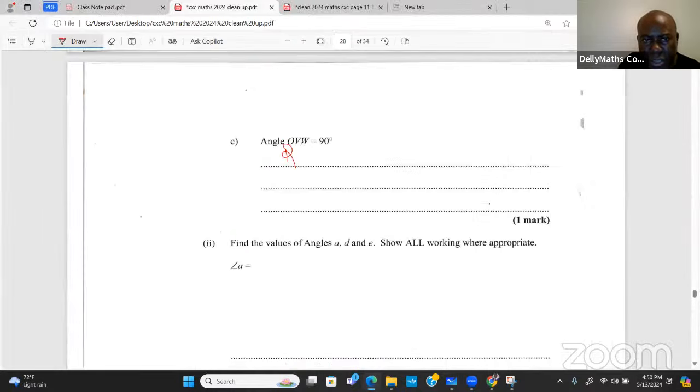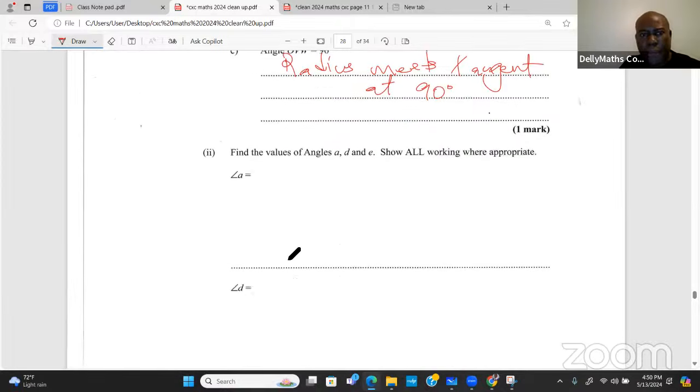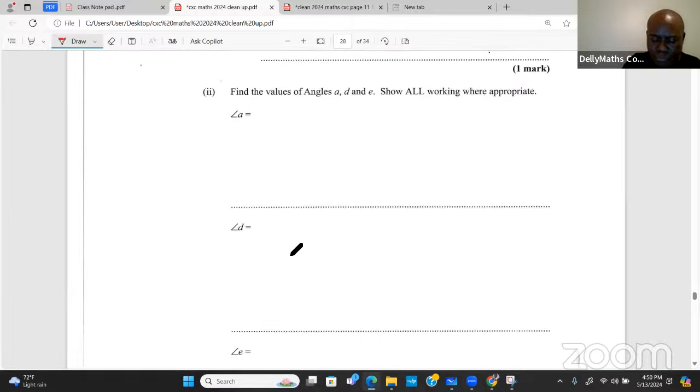So this one is radius meets tangent at 90 degrees, right? And we're going with that. Next one. Radius meet tangent at 90. The next one. So this one, they're saying to us now, find the values of A, D, and E. Show all working where appropriate. So where it is appropriate, show the working.